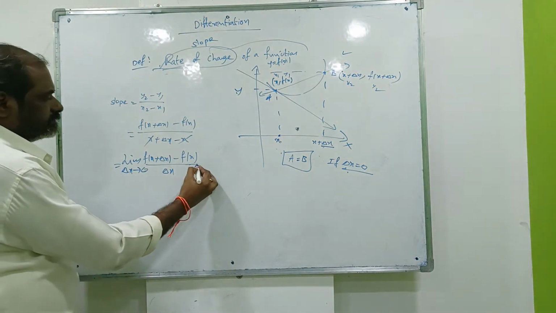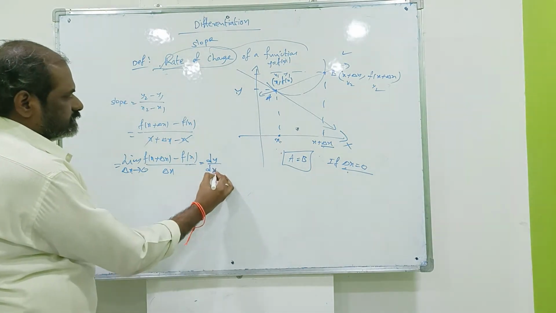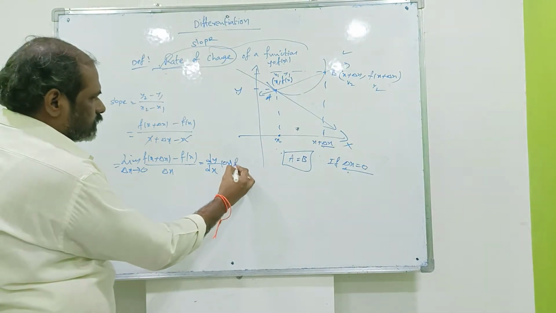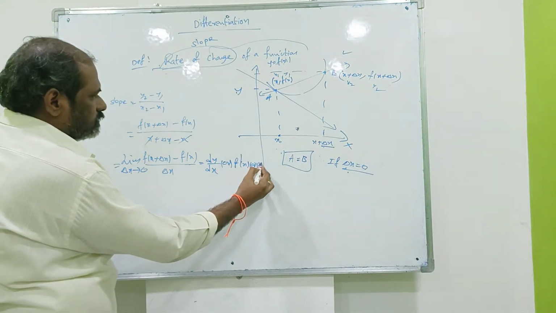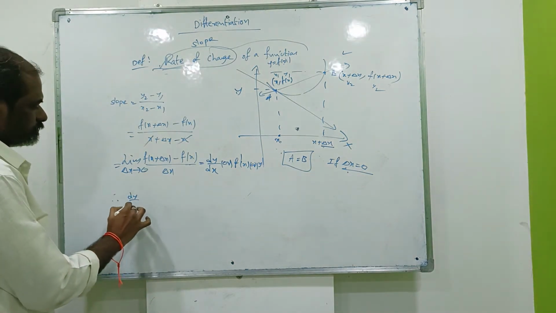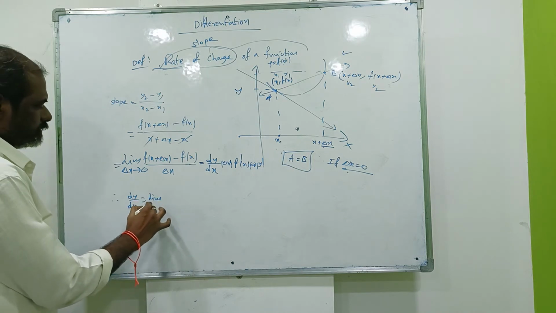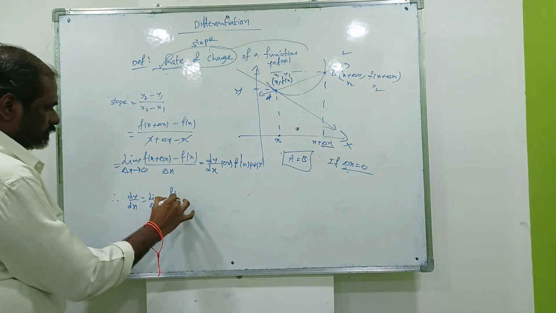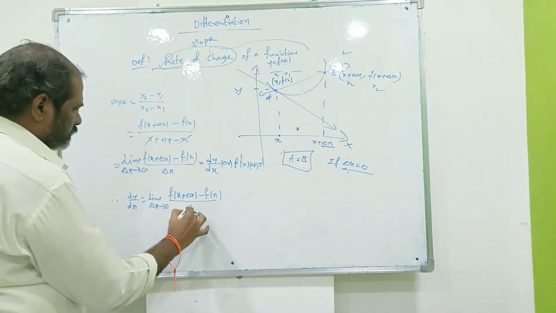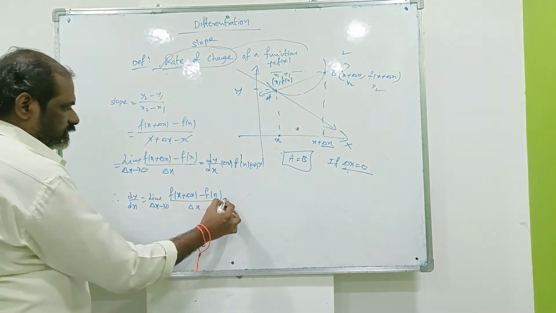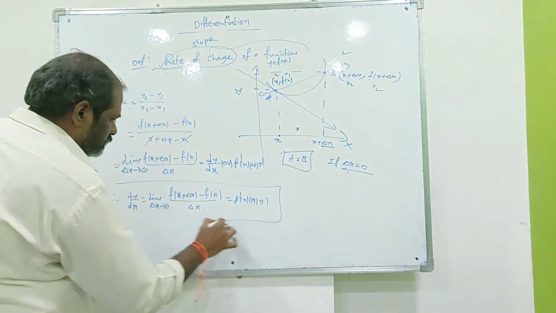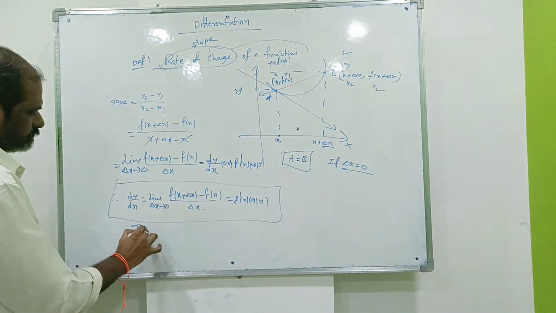This is denoted by dy by dx, or f dash of x, or y dash. So therefore dy by dx equals limit delta x tends to 0, f of x plus delta x minus f of x by delta x. This is also denoted by f dash of x or y dash. So this is called the first principle of differentiation.